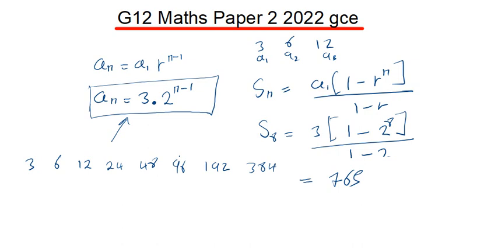Adding all these terms, you're going to say 3 plus 6 plus 12 plus 24 plus 48 plus 96 plus 192 plus 384. You still get 765. So this shows that our work is okay. That's how you go about answering this second question. Thank you very much for watching.